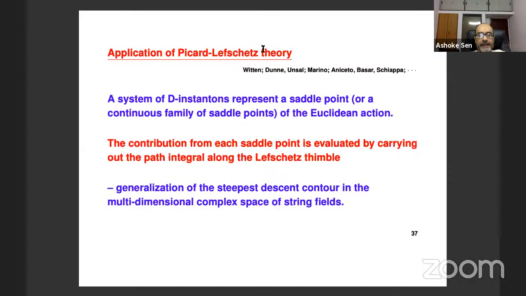So let me just describe briefly how one could possibly apply Picard-Lefschetz theory here. You note that a system of D-instantons represents a saddle point or a continuous family of saddle points of the Euclidean action. And the contribution from each saddle point is evaluated by carrying out the path integral along the Lefschetz thimble, which is basically a generalization of the steepest descent contour in multidimensional complex space of string fields. And the relevant string fields here are the open string fields, the open strings on the D-instanton, because we are really constructing a closed string effective action, so the external closed strings are kept fixed, and we just integrate over the open string modes.